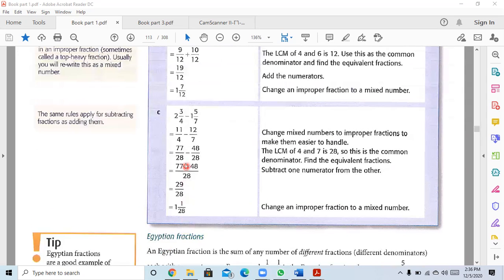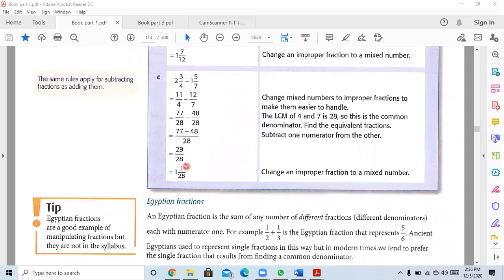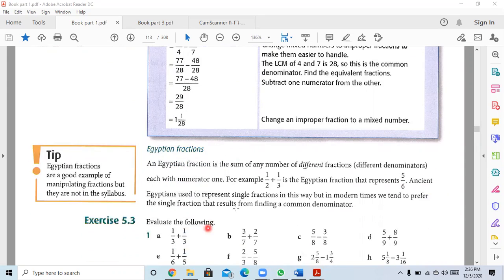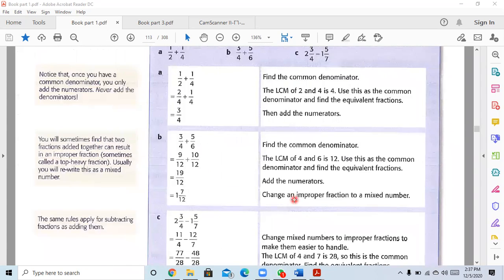Now, I also tell you what is Egyptian fraction, because it's important. Egyptian fraction is the sum of any number in the different fractions. Let's suppose here you have 1 by 2 and 1 by 3. In Egyptian fraction that represents 5 by 6. So how 5 by 6? This number you multiply here and this number you multiply here. And these two you can multiply with each other, like 2 multiply with 3, that is equal to 6. And 2 plus 3, that is equal to 5. So that is the Egyptian fraction method.